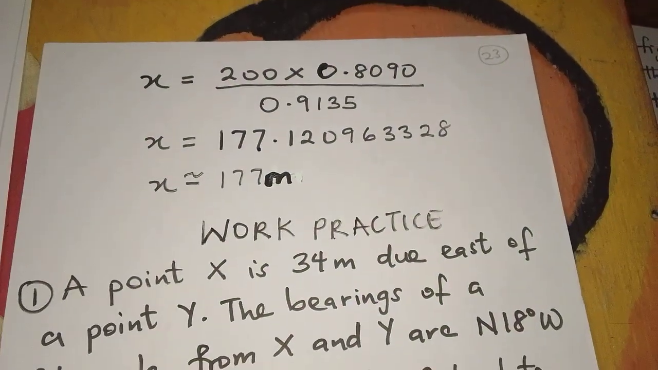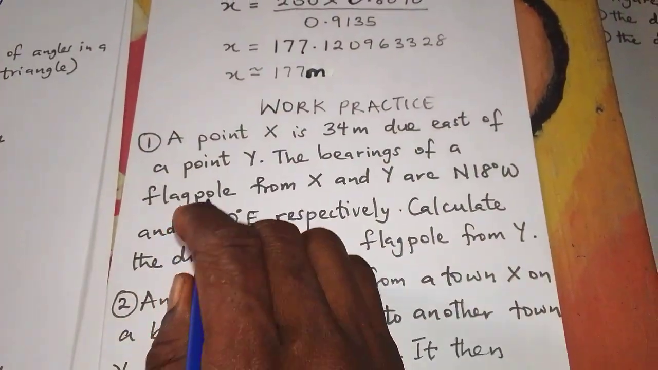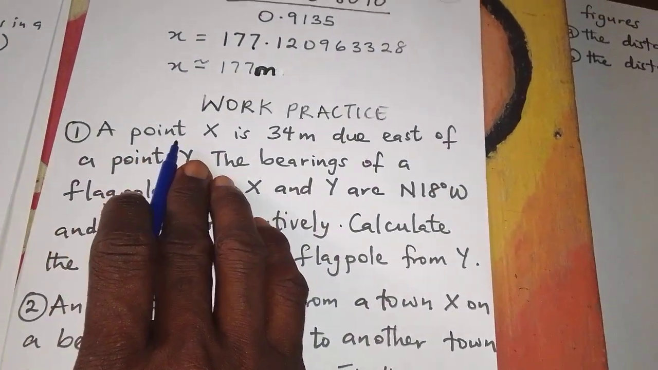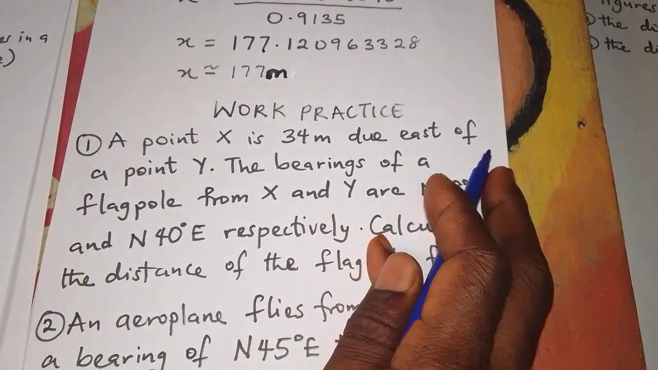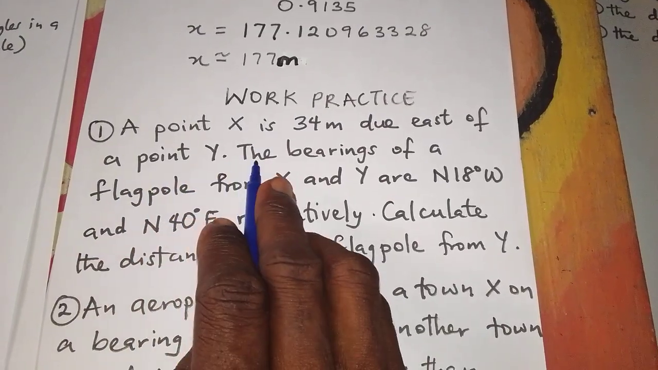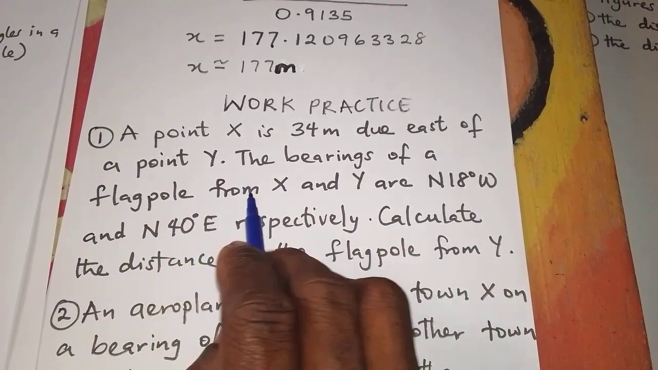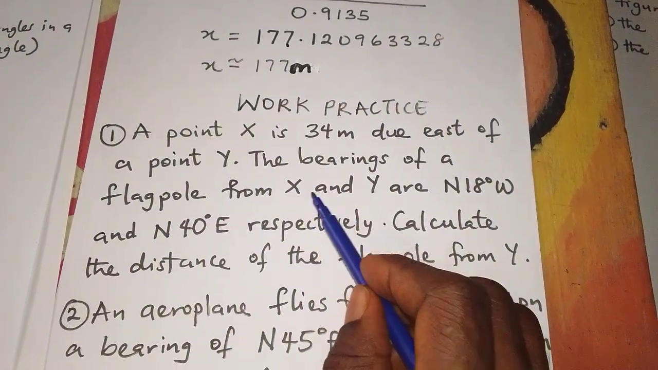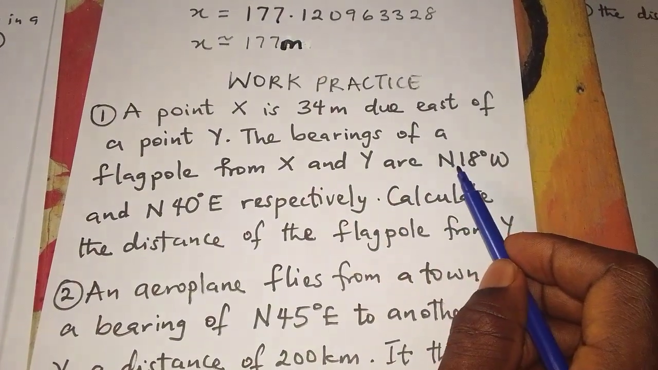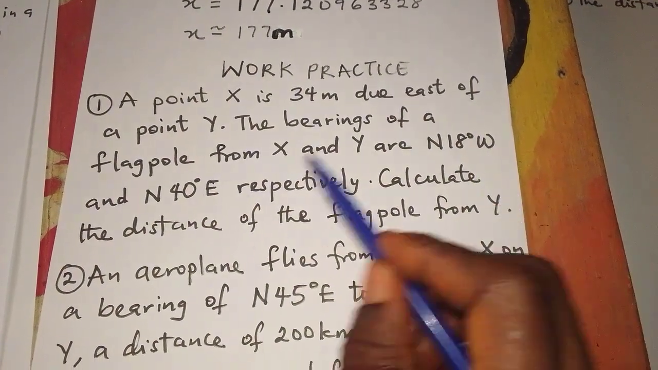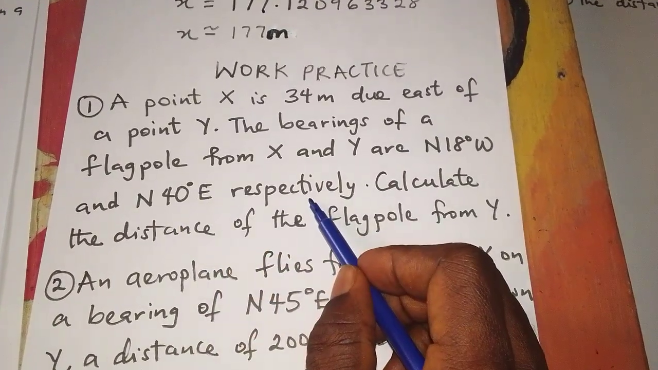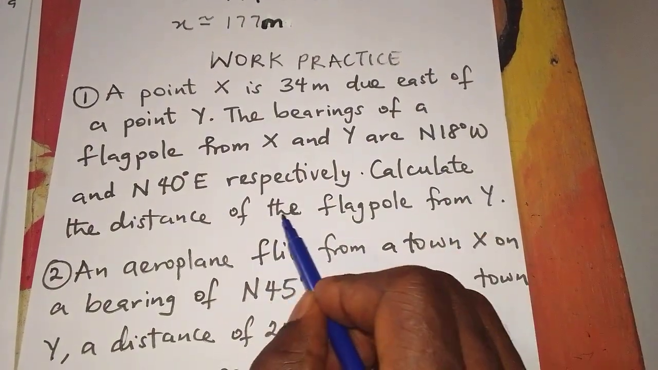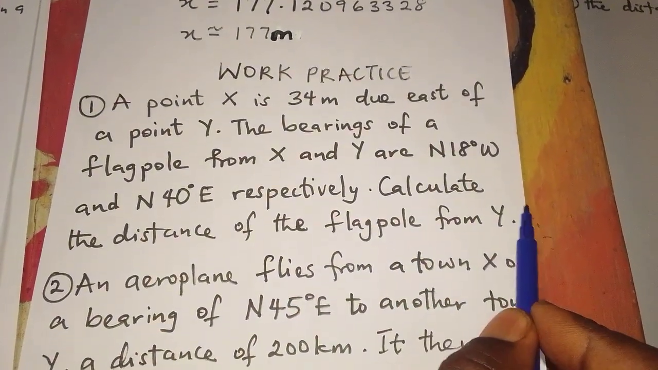So for the work practice, A, number 1: a point X is 34 meters due east of a point Y. The bearings of a flagpole from X and Y are north 18 degrees west and north 40 degrees east respectively. Calculate the distance of the flagpole from Y.